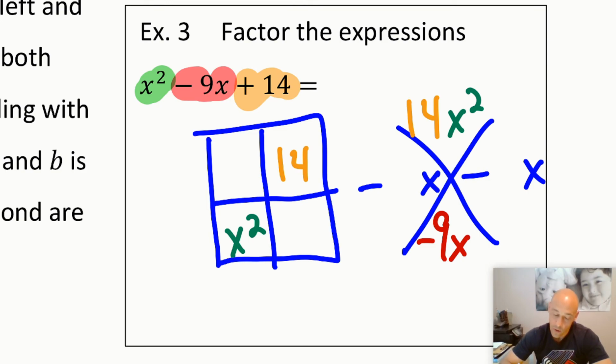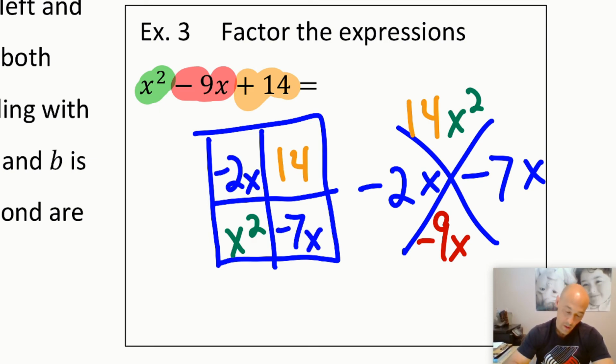Now, what can I multiply together to give me 14, but add together to give me negative 9? Well, it's negative 2 and negative 7. Negative 2x and negative 7x. Bringing those over, what times what is x squared? X times x is x squared.